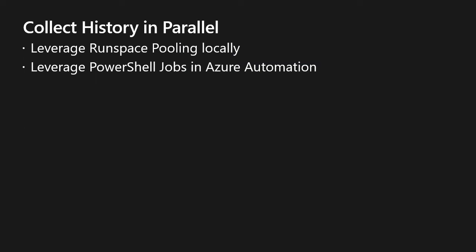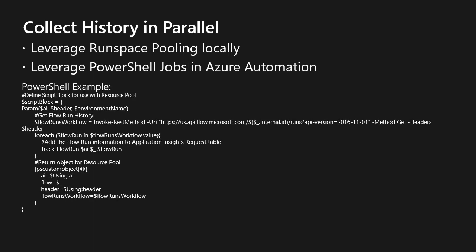So, collect history in parallel. Looking at that script, how we're going to use all this, we're going to leverage something called runspace pooling locally. In PowerShell and Azure Automation, we can look at jobs and run these as workflows within Azure Automation. So here's a PowerShell example, a script we're going to be passing in to our runspace pool. In my case, I use something called, I think it's called PoshRS or RSPosh, but this one lets us define the job and provide the script block, and then tell me how many threads I want to spin up at a time.